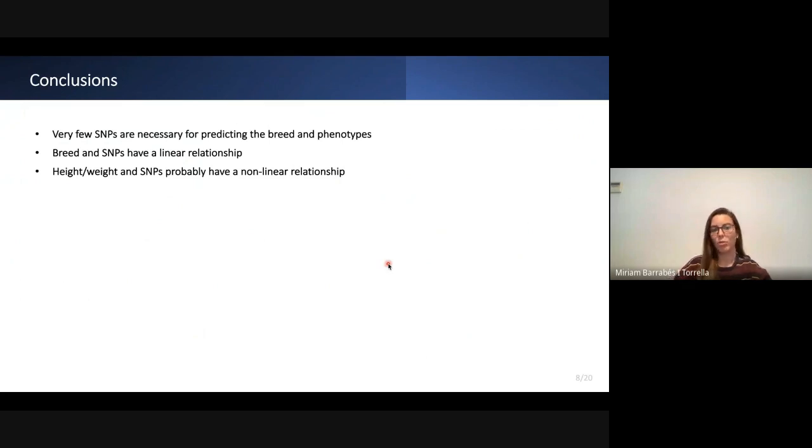So in conclusion, very few SNPs are necessary for predicting the breed and height and weight phenotypes. And since we saw that linear methods outperform nonlinear ones for the breed classification task, we can conclude that breed and SNPs have a linear relationship, whereas the same cannot be said for height and weight prediction. So in this case, it is not very clear, but probably height and weight and SNPs have a nonlinear relationship.